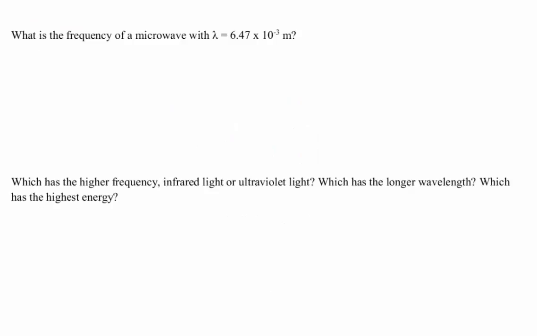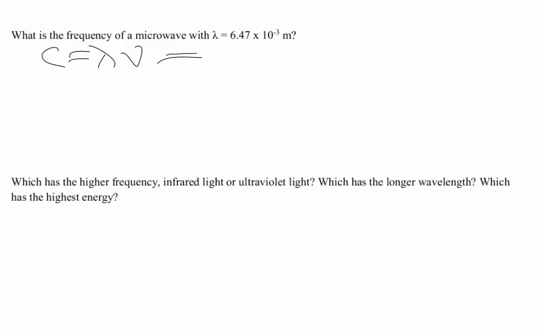So the first question on the slide asks, what is the frequency of a microwave with a wavelength that is equal to 6.47 times 10 to the negative third meters? Our original equation is c equals lambda times nu, where c is the speed of light, lambda is wavelength, and nu is frequency. So if we want to find frequency, we can divide both sides by the wavelength.